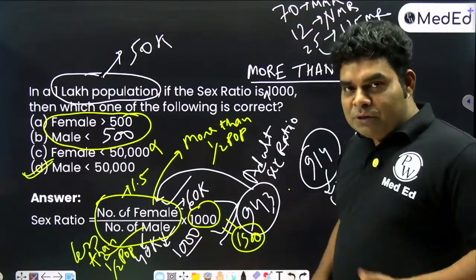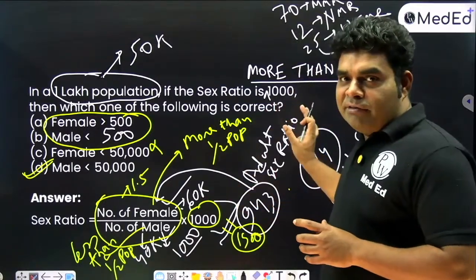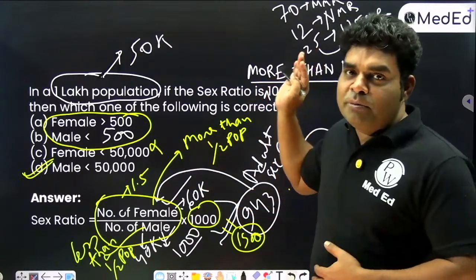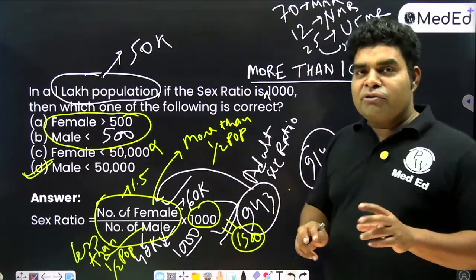So more than 1000, if they ask, female should be more than half population, male should be less than half. Either of the two conditions fulfilled, then sex ratio is more than 1000.